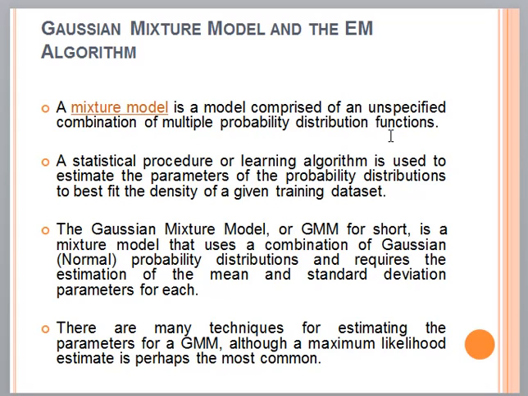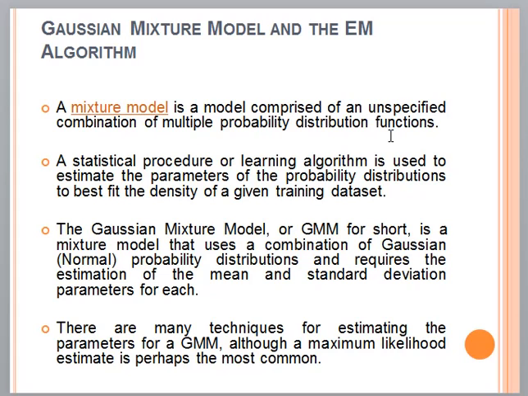A mixture model is a model comprised of an unspecified combination of multiple probability distribution functions. A statistical procedure or learning algorithm is used to estimate the parameters of the probability distributions to best fit the density of a given training dataset. So in GMM, or the Gaussian mixture model, we use a combination of Gaussian probability distributions. As you already know, we have a bell-shaped distribution which we refer to as the Gaussian or normal probability distribution, and it requires the estimation of the mean and standard deviation parameters for each.